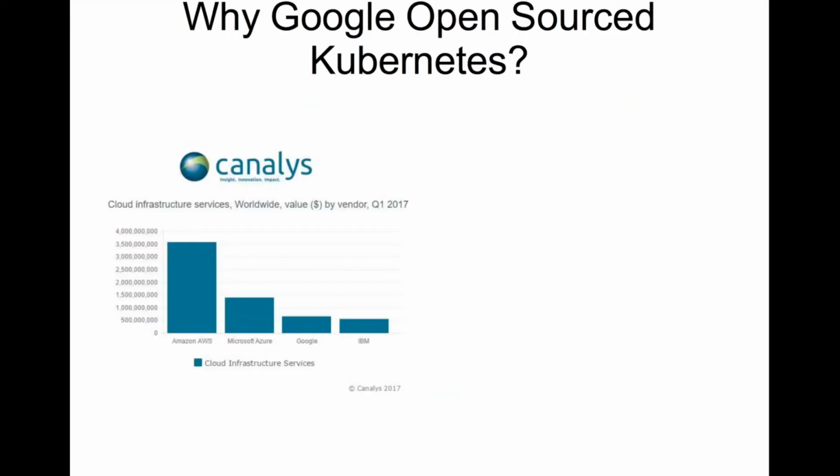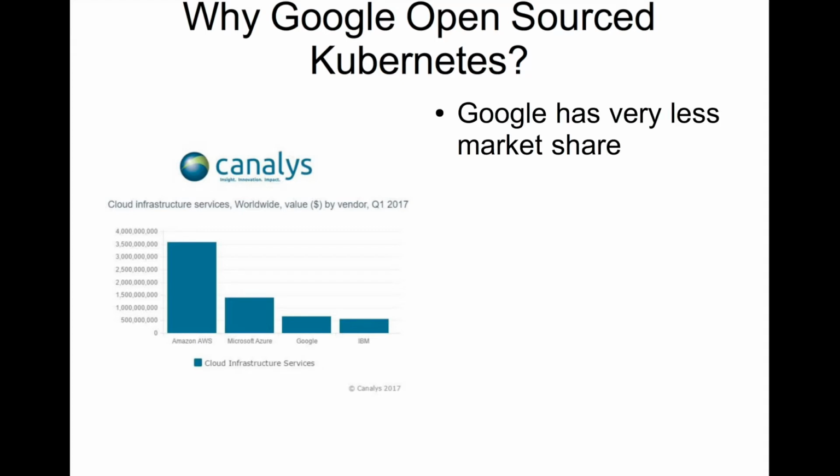Why did Google open source Kubernetes? The answer is, according to Canalys, a market research firm, Google has a very low market share in the cloud infrastructure service market. Google makes roughly 700 million US dollars in annual revenue from the cloud business, while Amazon Web Services makes 3.5 billion US dollars in annual revenue. Google wants to gain popularity and market share in the cloud business.